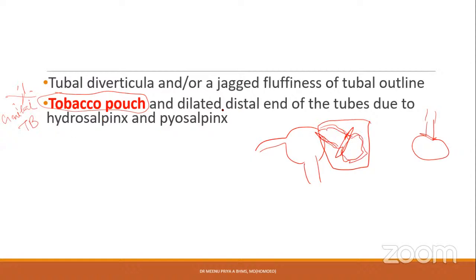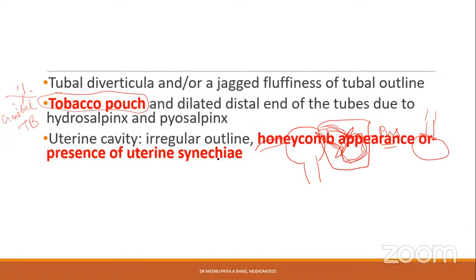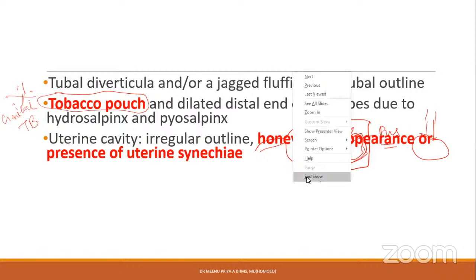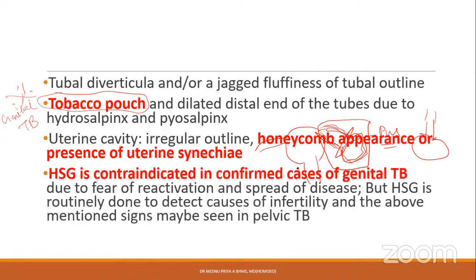Genital TB. And then dilated distal end of tubes due to hydrosalpinx and pyosalpinx. That means this is actually filled with pus, which looks like a tobacco pouch. And then uterine cavity. The uterine cavity is irregular in outline, with honeycomb appearance or presence of uterine synechiae.